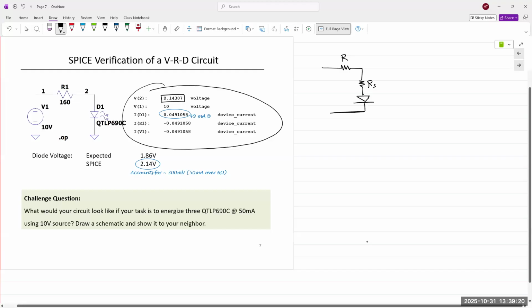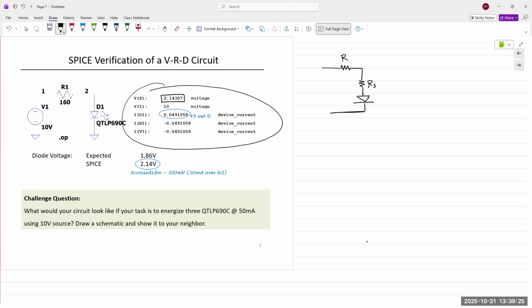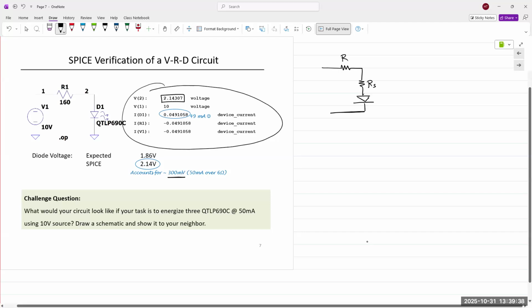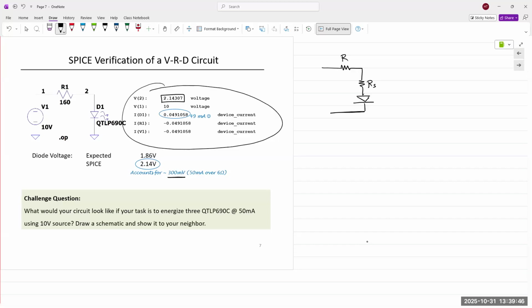But because we ignored the RS, our value for the voltage across the resistor is slightly smaller. So the diode voltage along with the series resistance voltage will have a slightly higher voltage drop. The difference is about 0.3 volts, which kind of makes sense because our circuit is designed for 0.05 amps. 0.05 times 6 gives us 0.3.